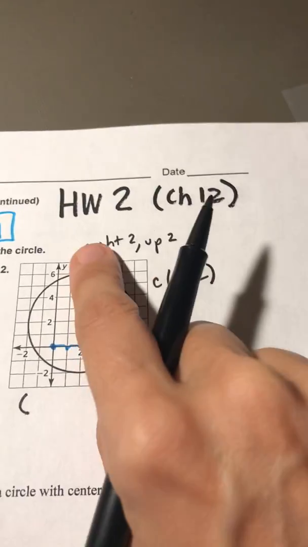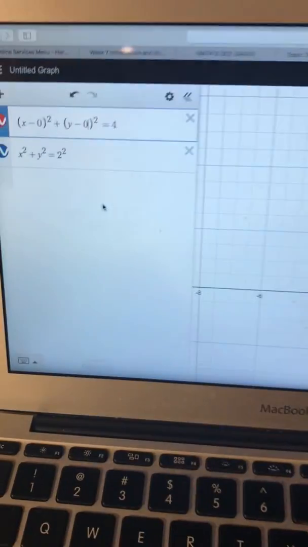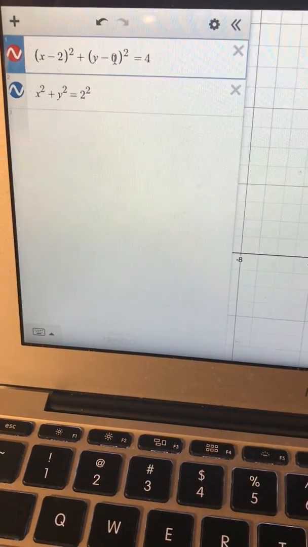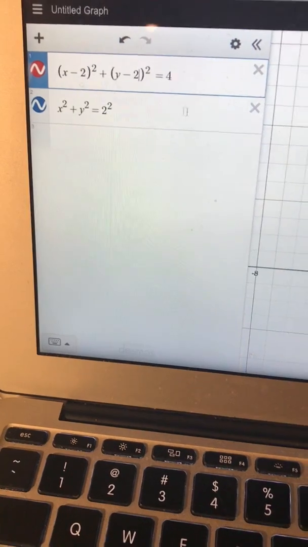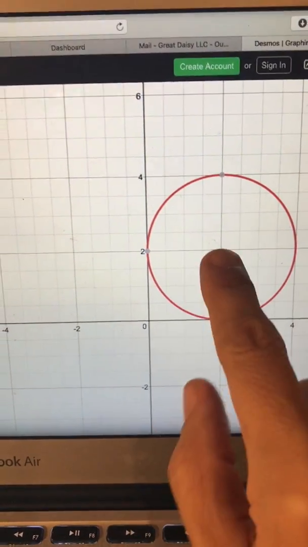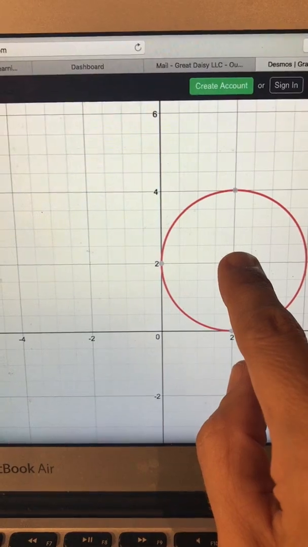Now, let's make sure we know what we're doing here before I just go plugging stuff in. So maybe try this out. We know our center's at 2, 2, so we want to just swap out 0, 0 for 2, 2 and see if that works. I'm going to delete that one. Okay, so we'll try that out. Ooh, pretty cool. It looks like it moved over 2, up 2, and that's exactly what we want.